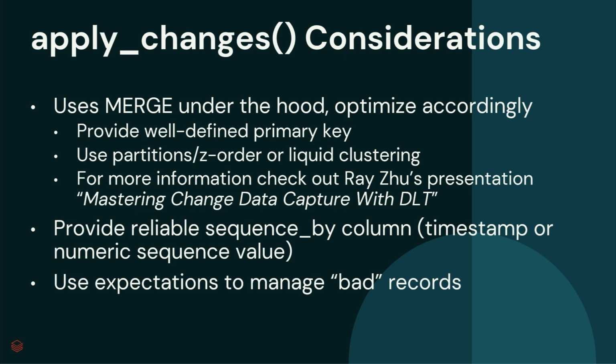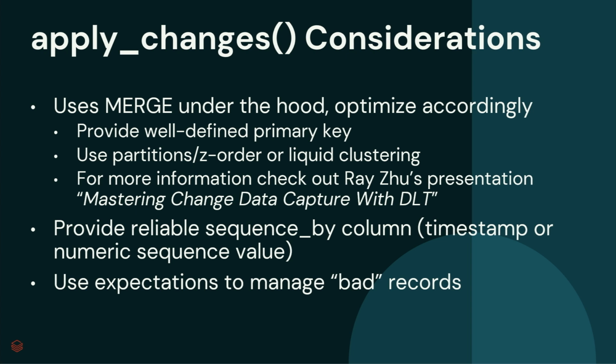What you need to make sure is you provide a well-defined primary key, really simple in our case with our orders. And for performance, you have to make sure that that order ID can be looked up quickly. So either use partitions or Z ordering, or use liquid clustering if you're already using that. In our case, a lot of our data is still partitioned and Z ordered.